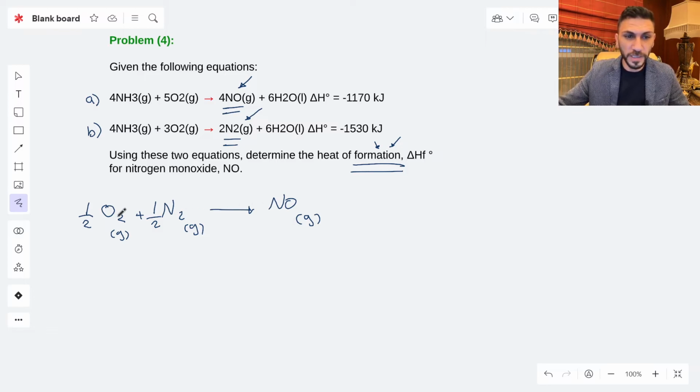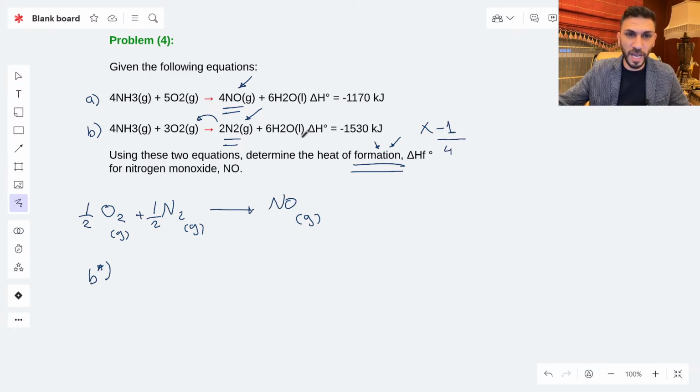So we need N2 in the reactant, and we need half of it. But in reaction B star, we have it in the product and we have 2 moles. So first of all, I need to flip it. That means I'm going to multiply it by -1. And also I need half of it. So I'm going to multiply it by 1/4 because I have 2 and I need half. So I'm going to multiply it by -1/4.